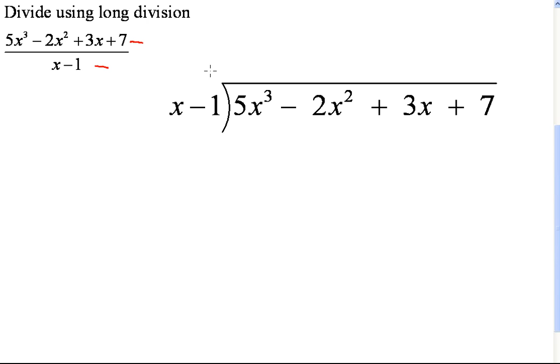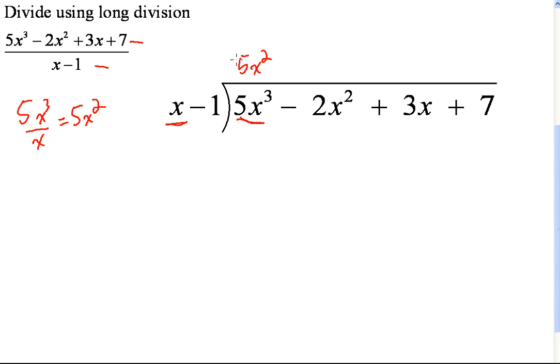So to start these problems, you have to ask yourself, what times this first term is this first term? So in this case, what times x is 5x cubed? Now that's going to be 5x squared. Now if you're not sure that that was 5x squared, what you can do is you can always divide this term by this term on the side over here, and it'll tell you exactly what to multiply by. 5x cubed over x is 5x squared, and that's what we had said in the first place. So I can do that each time on my way down.